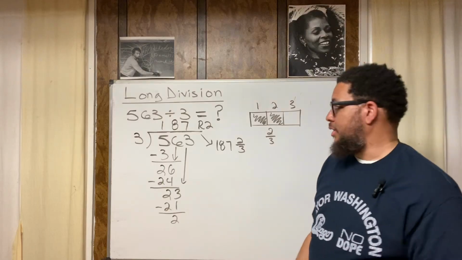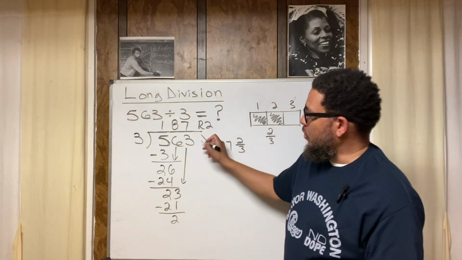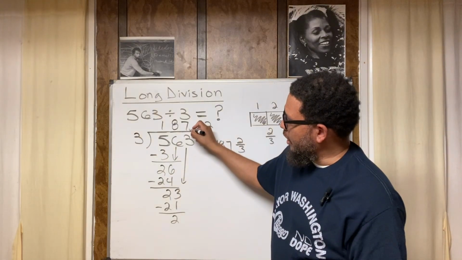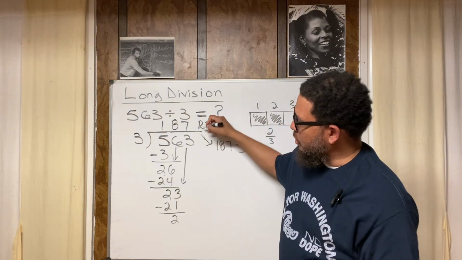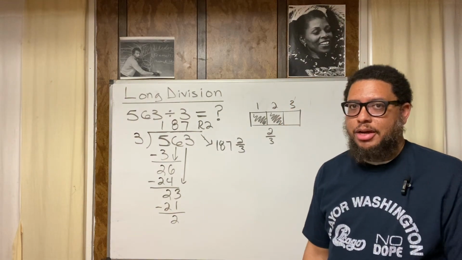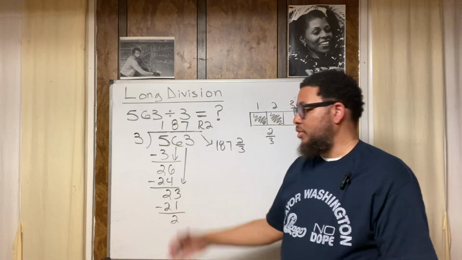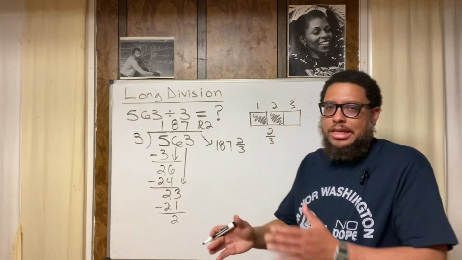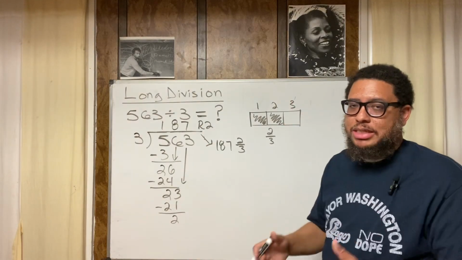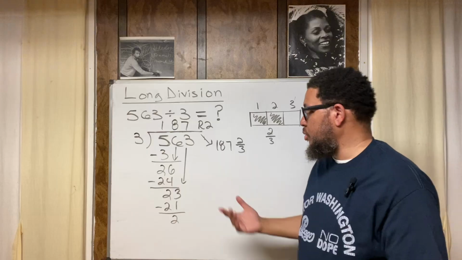Now, another way to write the answer is with a decimal, but that will require us putting a decimal point right here after the 7 and writing zeros and then dropping zeros down, right? And then we can do that for as long as we want, right? So that's the 3 main ways of expressing an answer when we do division, right?